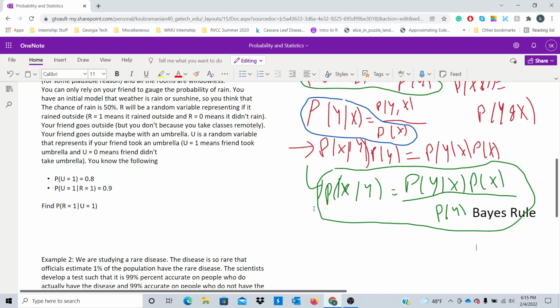All right, so we got Bayes' rule defined. Now, one quick observation we want to make is, okay, so the numerator here, P of y given x, is the conditional probability of y given x. P of x is simply the probability of x.